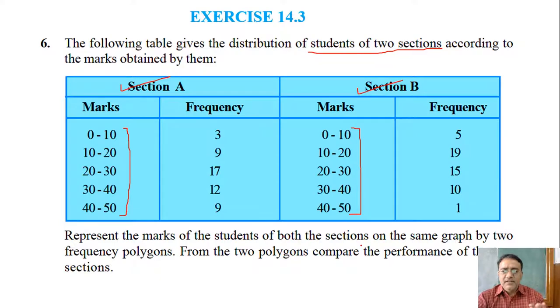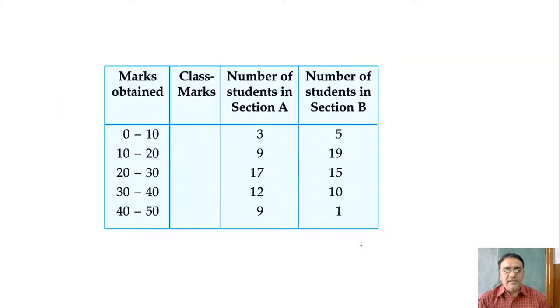We have to find the frequency polygon, for which we have to find the class mark. So now we are going to find the class mark. Section A, I have written section B here, and this is the class interval. We have to find the class mark of the first class. What is the class mark? Add both the limits and divide by 2. 0 + 10 divided by 2, 5. Okay. Now see, all the class sizes are the same here.